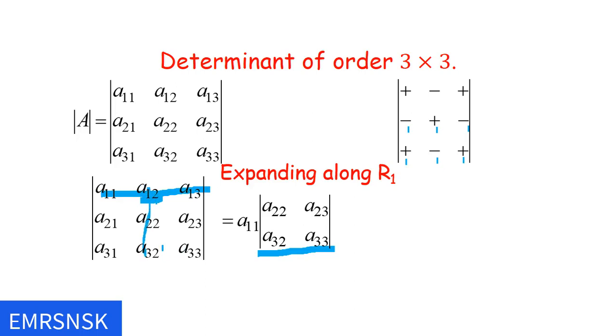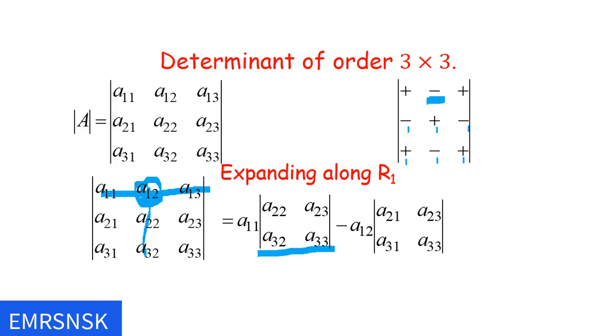Now what are you left with? A21, A23, A31 and A33. So what will be the sign of A12? Since the sign convention is negative, this will be negative A12, times the determinant of A21, A23, A31 and A33.